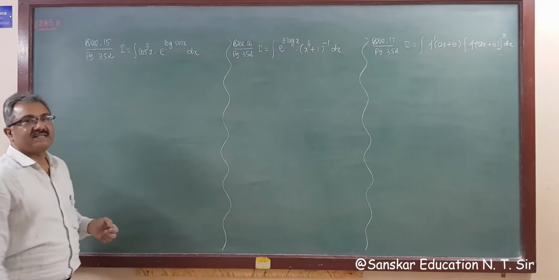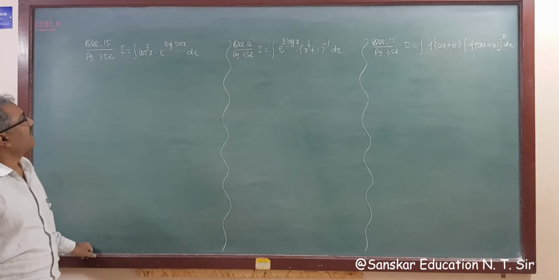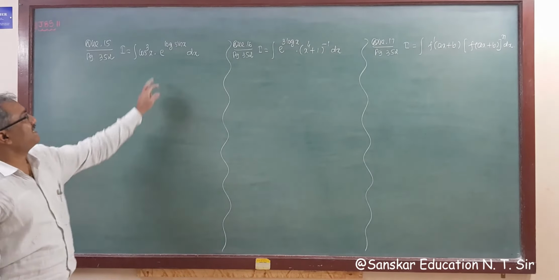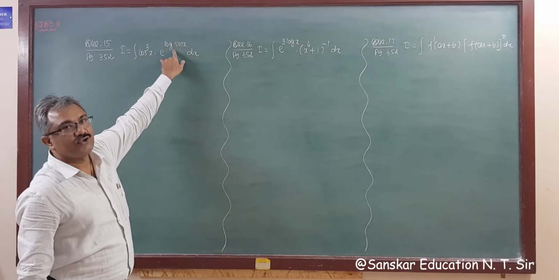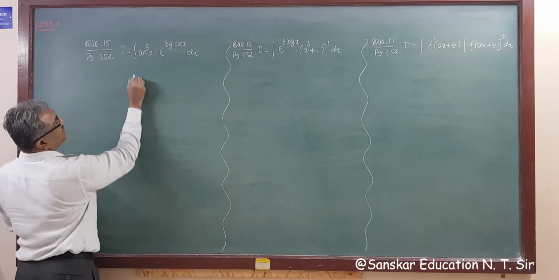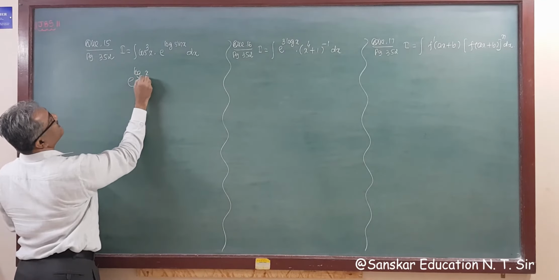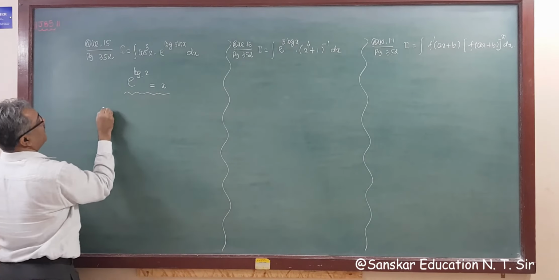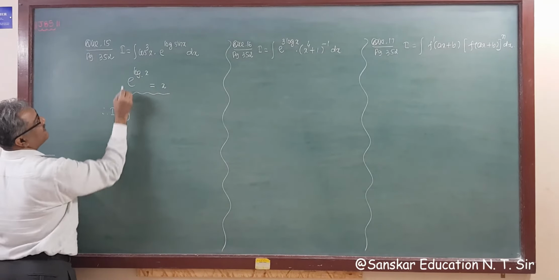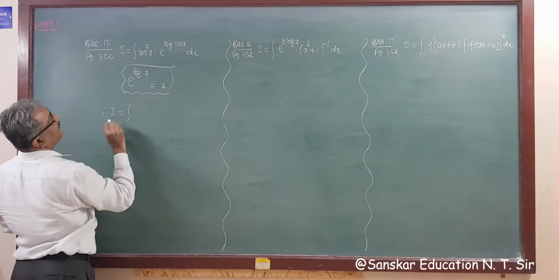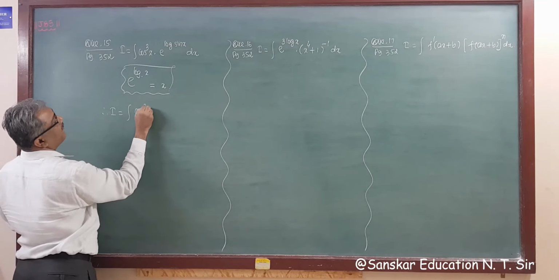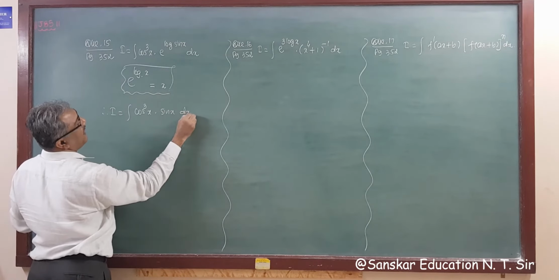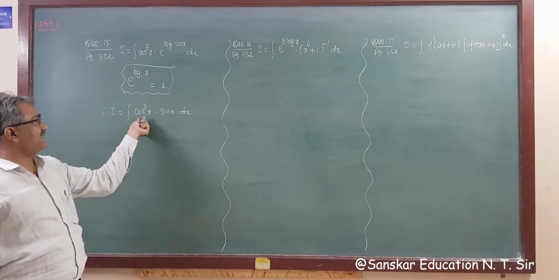Got it? Question number 15, page 352. I is equal to integration of cos 2x into e raised to log sin x. Now this is e and this is log. So the answer of this, according to this formula, e raised to log x base e, its answer is x. So according to this formula, I will be integration cos cube x into sin x dx. Now this is f x, this is f dash x.